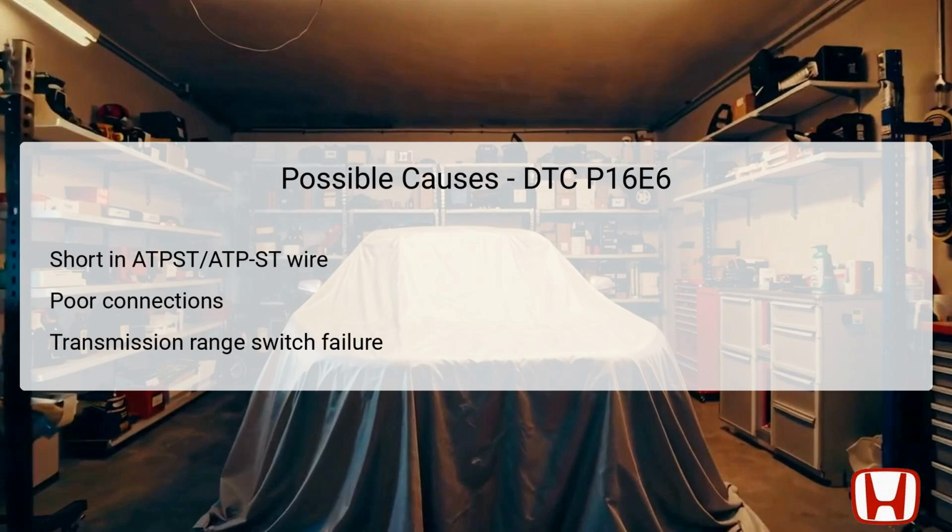Secondly, poor connections or loose terminals at either the transmission range switch or the PCM can lead to intermittent issues that trigger this DTC. It's vital to inspect these connectors for corrosion and damage. Lastly, the transmission range switch itself may be functioning improperly due to wear or internal failure, requiring replacement. Identifying these issues early can prevent more significant problems down the line.